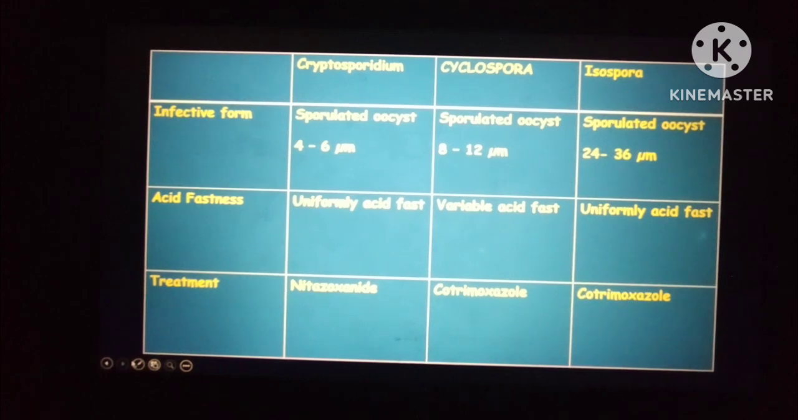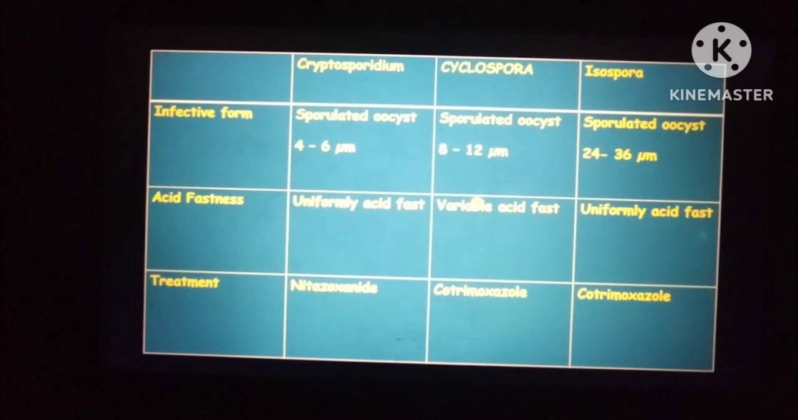Next, the size is important, friends. Just remember 6, 12 and 24. It is easy to remember: 6, if you double it 12, and if you double it again 24. The order must be Crypto, Cyclo and Iso. Next, this is important, that is acid fastness. Here Crypto and Iso are uniformly acid fast, whereas Cyclospora is variably acid fast.